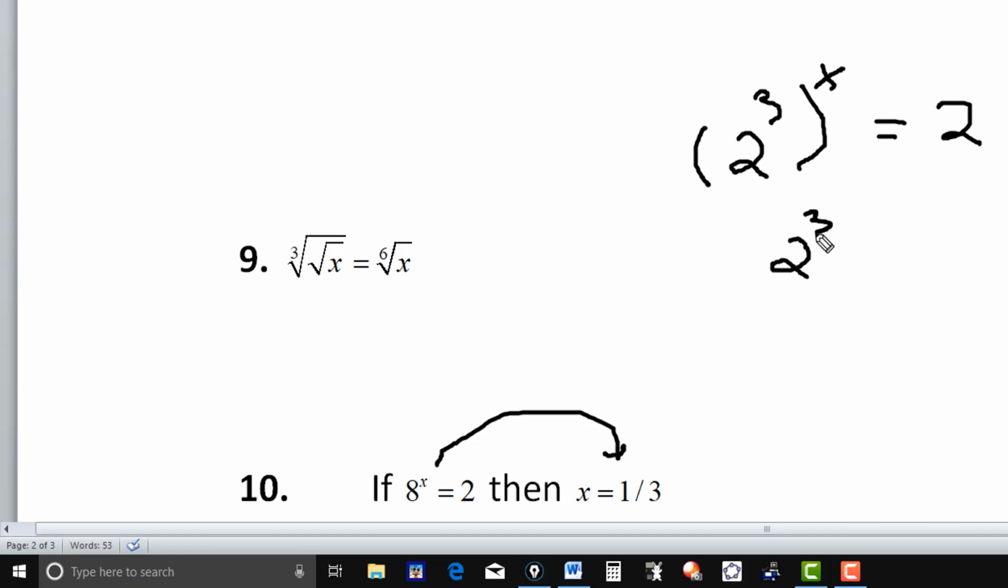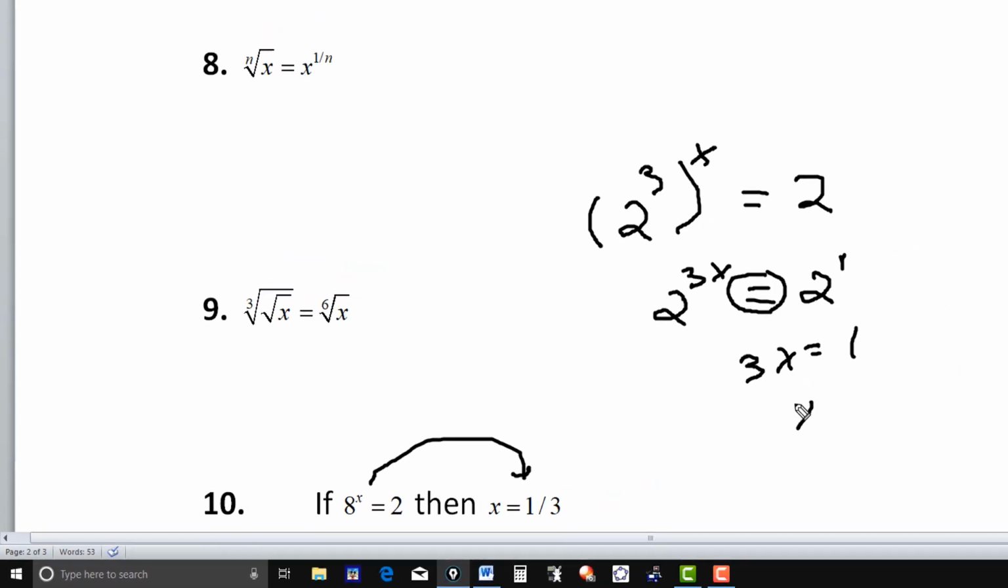And for the 2, the exponent is not listed, but it's understood to be a 1. It's like when you have plain x, it's understood that the exponent is 1 and the coefficient is 1. So now I have a base of 2 here and a base of 2 here, and I have equals. The only way that these two are going to be equal is if the exponents are equal. So 3x has to be the same thing as 1. So 3x is equal to 1. If I divide through by 3, then x is equal to 1/3. So this one is true.